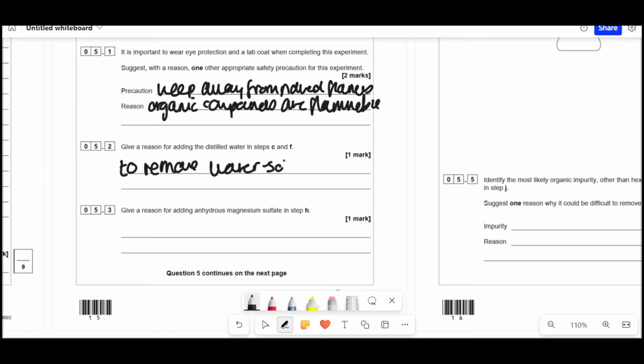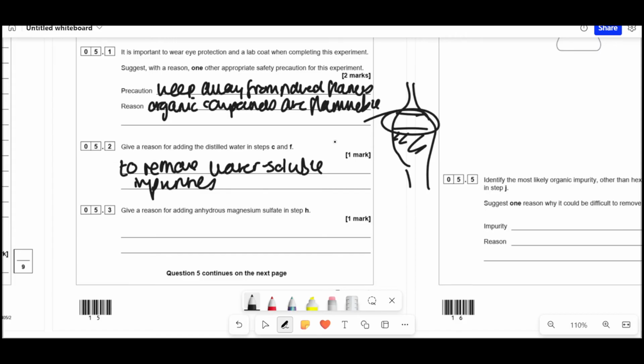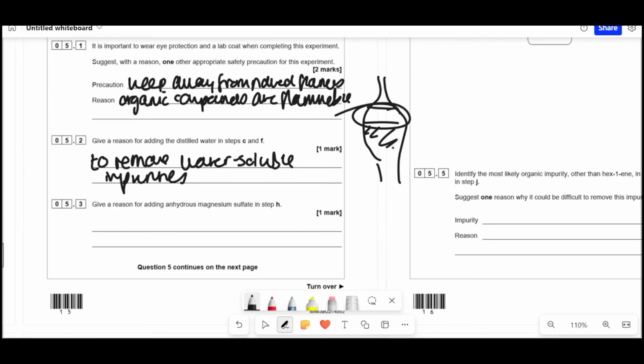water soluble impurities. If we've got the separating funnel here, and our aqueous layer here and then the actual organic layer there, then all of this is going to be stuff that doesn't dissolve in water. So the hexan-2-ol, whatever we're making, sorry, hexan-2-ol. Whereas all the water and anything that dissolves in water will be here, so it all gets passed out together like that. So that's why we do it.